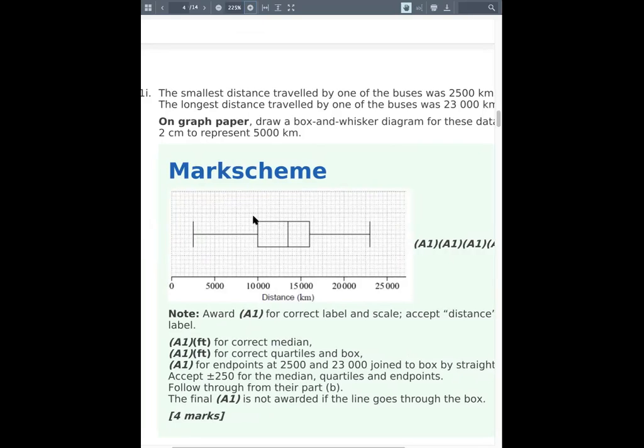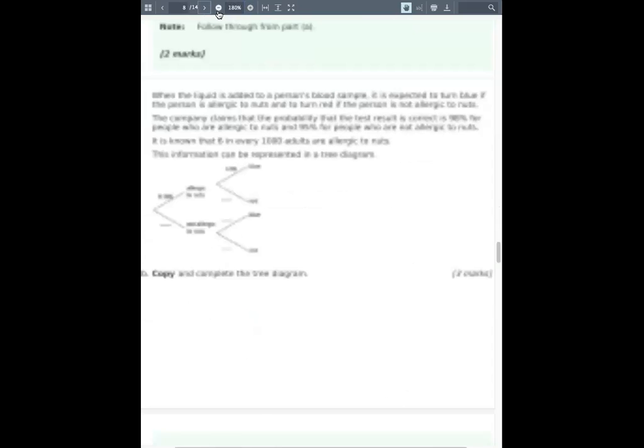So how we got lower quartile was 10,000. That would be the start of your box. Upper quartile we got 16,000, I think. I'm not sure, but that value would go right here, and then the median value would go right here. So that would be how you draw your box plot.